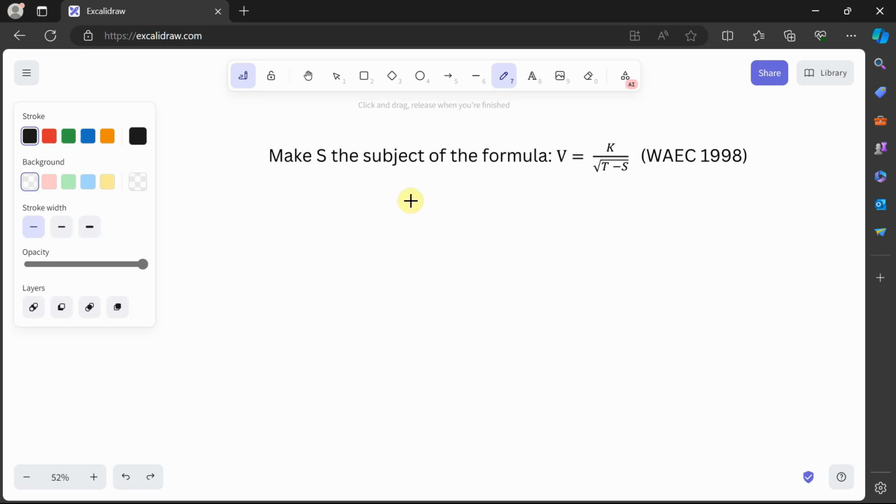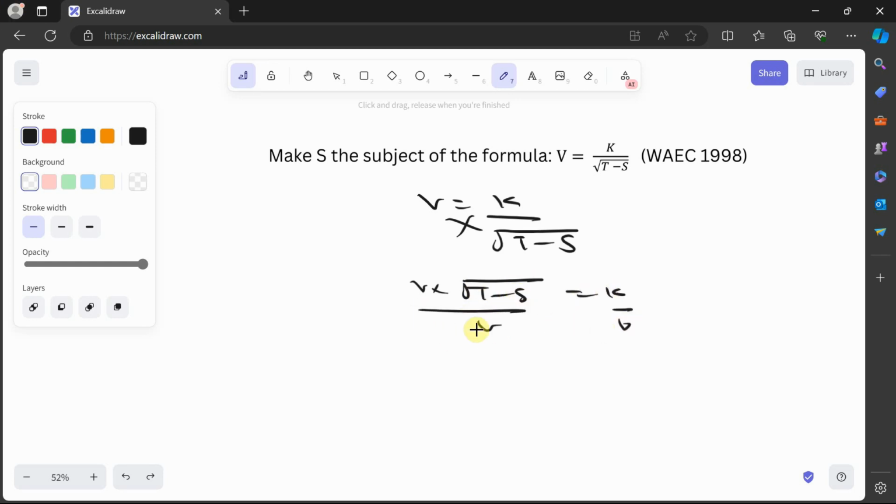So this is v is equal to k over square root of t minus s. Right, so if we cross multiply, we're going to have v times square root of t minus s is equal to k. And if I divide both sides by v, so that v will cancel v, then we'll have square root of t minus s is equal to k over v. Right? So the next thing to do is to take the square of both sides to remove the square root. So this will be t minus s is equal to k squared all over v squared.